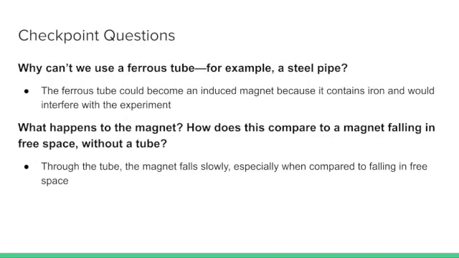Now for the checkpoint questions, the first question is, why can't we use a ferrous tube, for example, a steel pipe? Well, the ferrous tube could become an induced magnet because it contains iron and would interfere with the experiment. And then what happens to the magnet? How does this compare to a magnet falling in free space without a tube? So through the tube, the magnet falls slowly, especially when compared to falling in free space.